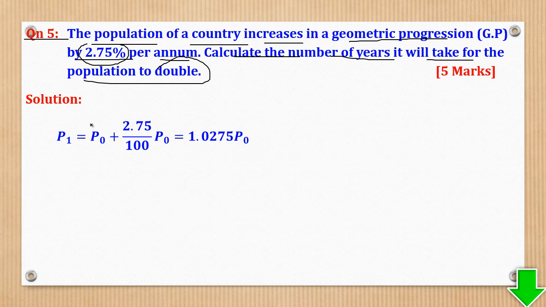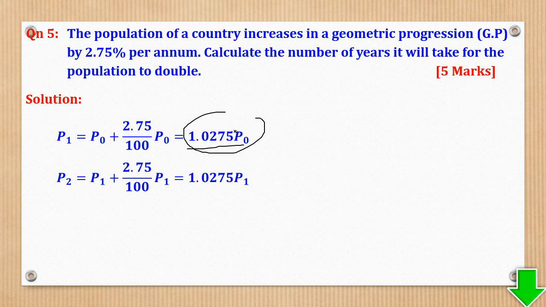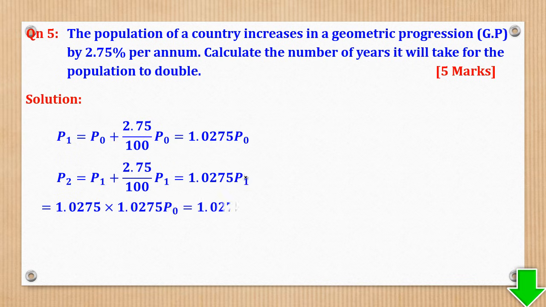So in the first year it will be this plus this percent, which gives you that. In the second year, this is now the population after 1 year. So that population increases again by 2.75%. You'll come up with this. But you know that P1 is this, so bring in the P1 here to come up with this. So I think you see that now the GP is coming.